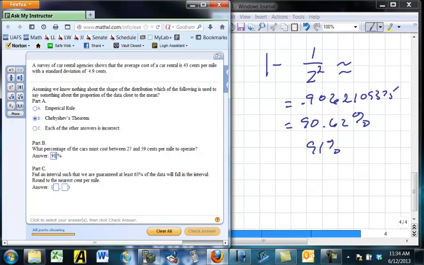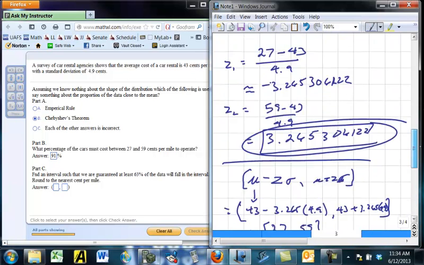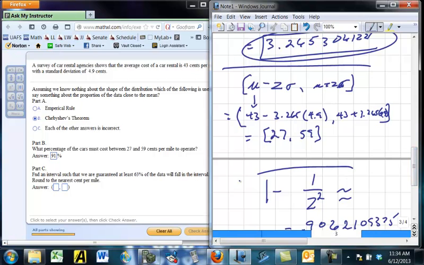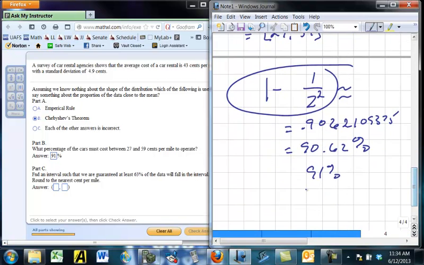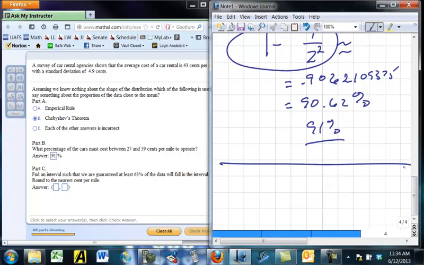Okay, so that's the part B. Notice what we did is we found the z-scores for the endpoints. One will be just the opposite of the other. So that's the k value or z value in Chebychev's theorem. Then just use this formula to determine your percentage. So pretty straightforward. Okay, next thing, find an interval where we're guaranteed at least 63%.